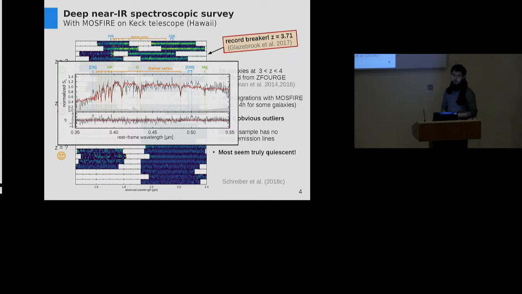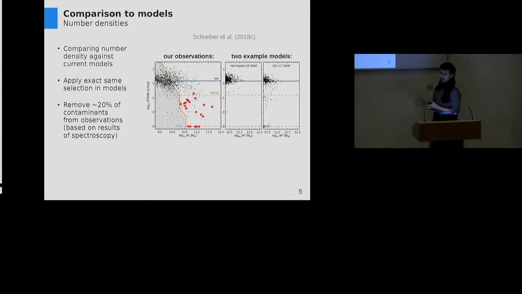But the next question is then to compare to models and see, do they predict that same amount or less or more? So what we did then is to apply the exact same selection criteria to models to select galaxies as massive, at the same distances, and with the same selection for selecting quiescent galaxies. So here in particular, we used the specific star formation rate. And we removed from our observations a fraction of about 20% of contaminants, which we estimated from our spectroscopic campaign. And so here I'm showing examples of predictions from two models that were selected to span the two extremes in the range of what models predict.